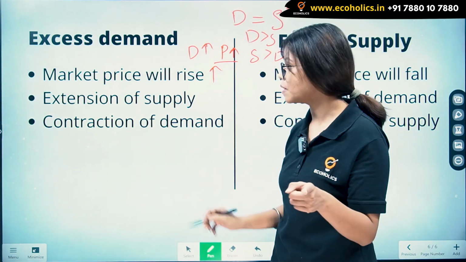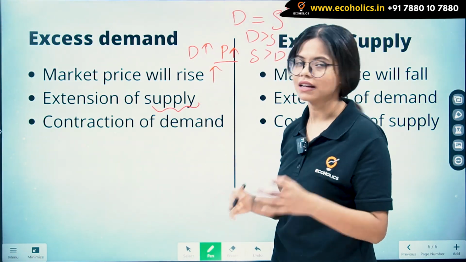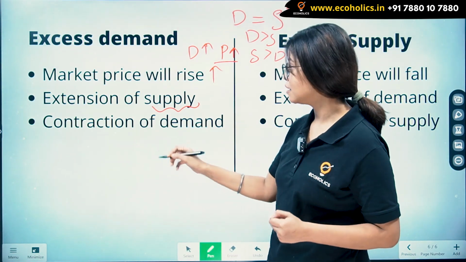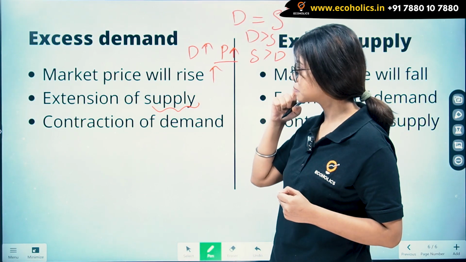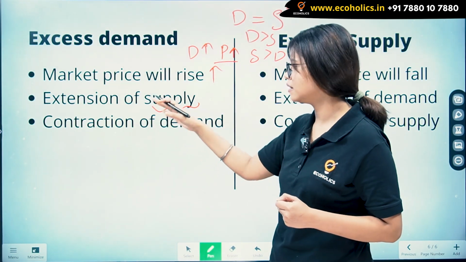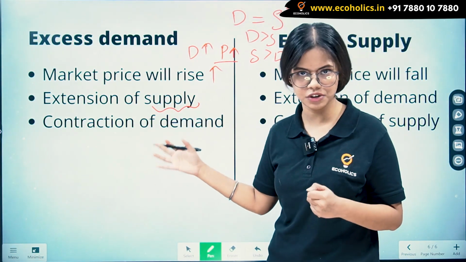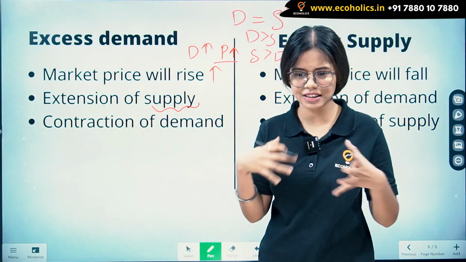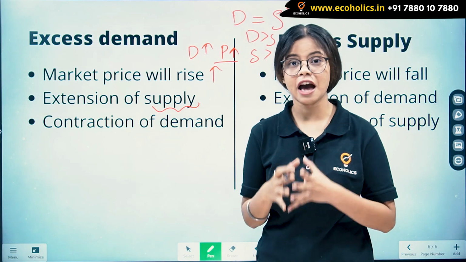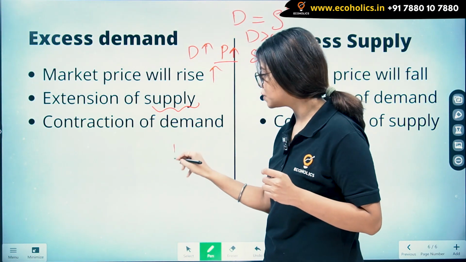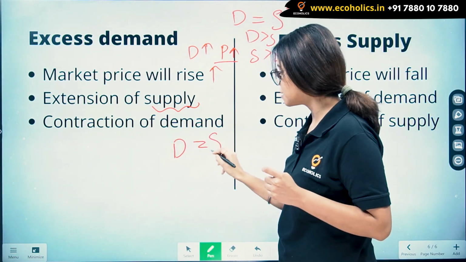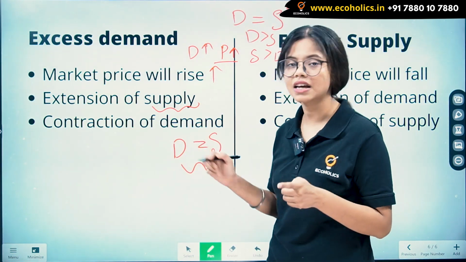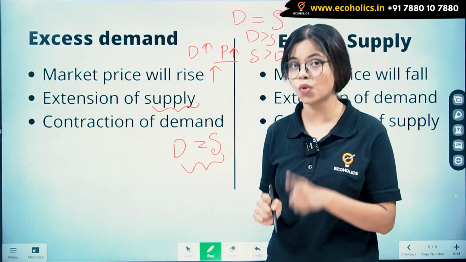And seeing the price rising, you remember the law of supply? There is extension of supply. The supply also rises suddenly. And when the price is getting higher, then eventually there is contraction of demand also. So what happens? This extension and contraction, these market forces act in such a way that eventually your demand equals supply, and again the equilibrium is struck here, and here we get the equilibrium price and equilibrium quantity.